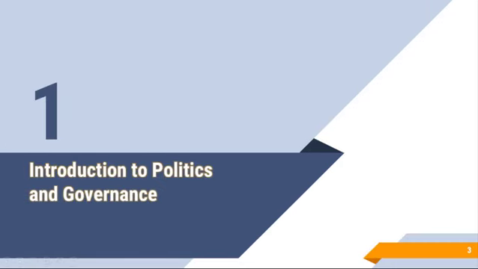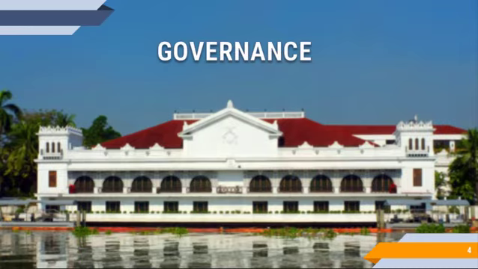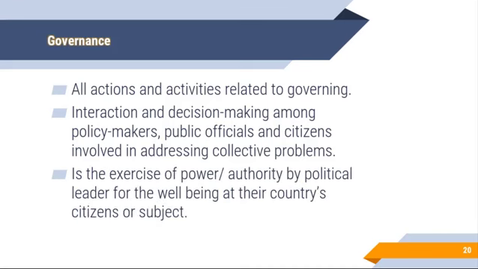Chapter 1, Introduction to Politics and Governance. Lesson 2. Governance. Governance refers to all actions and activities related to governing. It is defined by the interaction and decision-making among policymakers, public officials and citizens involved in addressing collective problems. Governance is the exercise of power/authority by political leaders for the well-being of their country's citizens or subjects. It also refers to how various institutions of the government, from local to national levels, work together to successfully implement policies and programs.